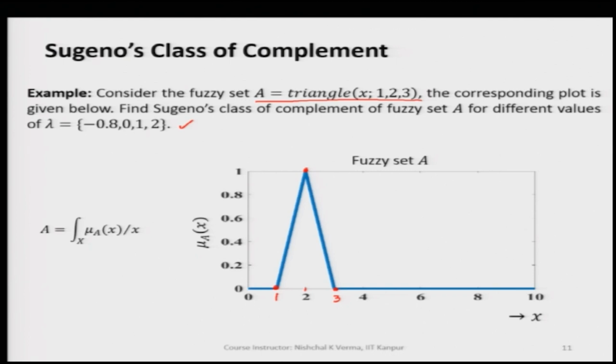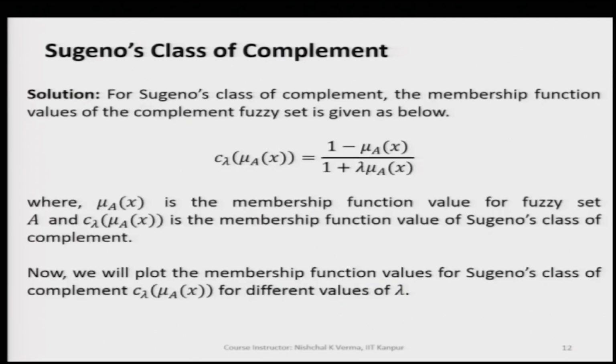So, let us now quickly go ahead and see what we are getting when we take lambda equal to minus 0.8 and what we are getting here as the Sugeno's complement of this fuzzy set. So, again we have this expression for computing the Sugeno's complement of membership values, because these membership values will be needed for expressing the complement of the fuzzy set A.